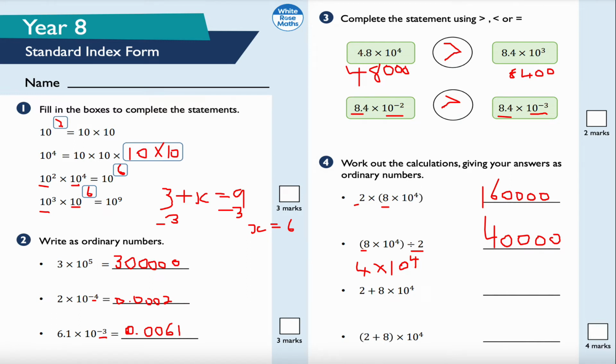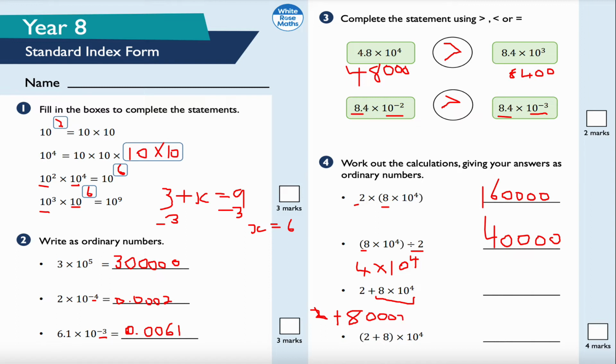The next one, 2 plus 8 times 10 to the 4. Now, I've got to use BIDMAS here, so I've got to be a bit more careful because it's not in brackets. So I'll work out what this is and then I'll add 2 to it. So it's 2 plus, I believe it's 80,000. So it's 8 and then 4 zeros.